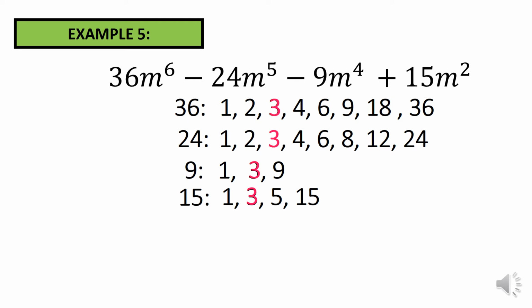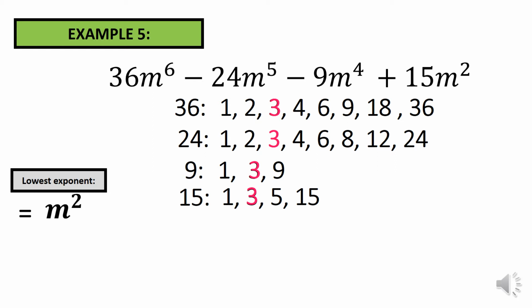Next, after identifying the factors of our numerical coefficients, we're going to factor also our variables. So we have m raised to 6, m raised to 5, m raised to 4, and m raised to 2. Our technique here, once again, if the variables are the same letters, we just get the one with the lowest exponent. Which variable has the lowest exponent? Very good, the answer is m raised to 2.